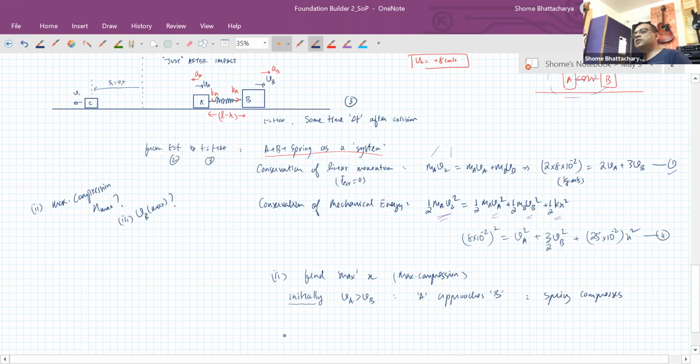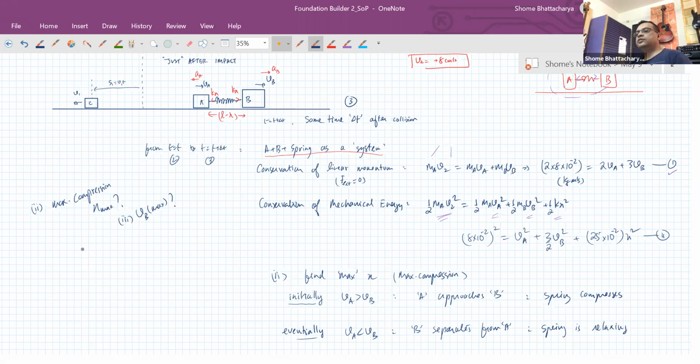Okay. But after some time, eventually, because A is decelerating because of the spring force, you can see in the above diagram, the spring force is making A decelerate and B is accelerating. So VA becomes less than VB. So at that point of time, what happens? B is separating from A. So the distance between them is increasing. So at that point of time, what is happening? The spring is relaxing back.